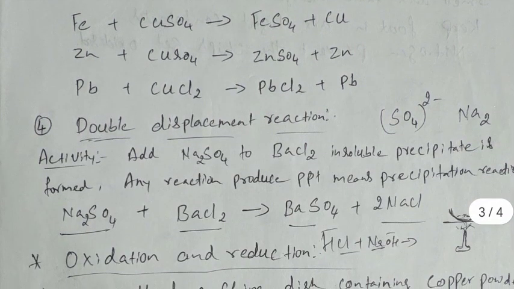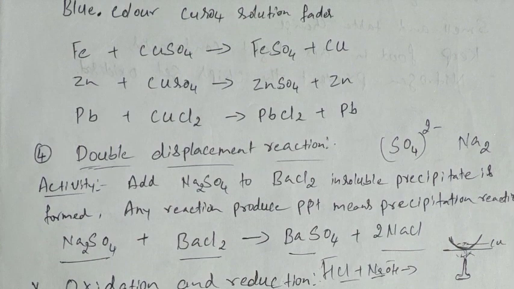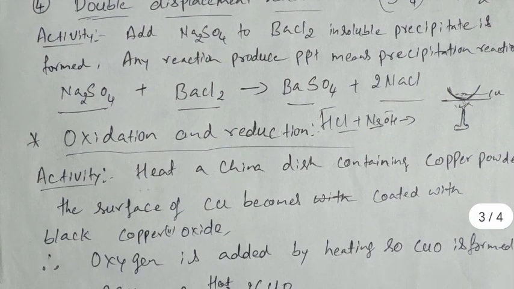Next, we have the chemical reaction called double displacement. We studied displacement, that is the third type. Double displacement means two elements are displacing. The best example is sodium sulfate and barium chloride. Sodium reacts with chlorine to become sodium chloride, NaCl, and barium reacts with sulfate, SO4, to become BaSO4, barium sulfate. So it is called double displacement. And next, we have oxidation and reduction.